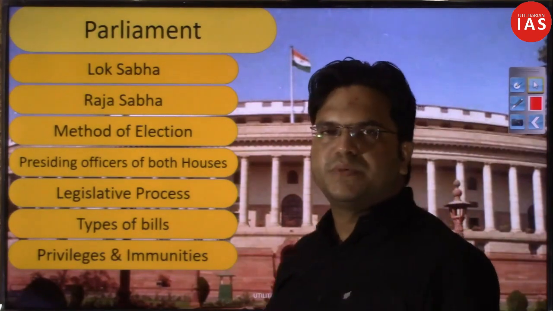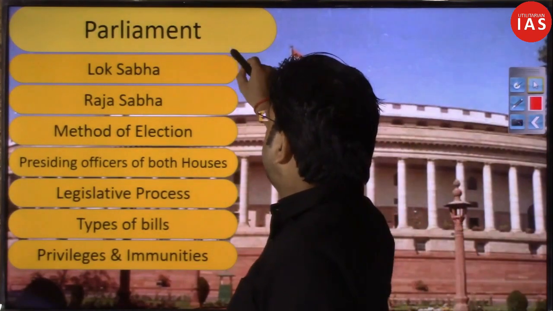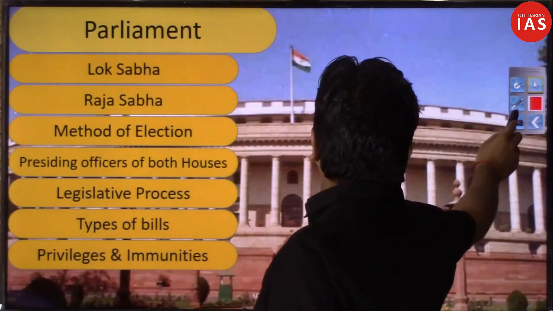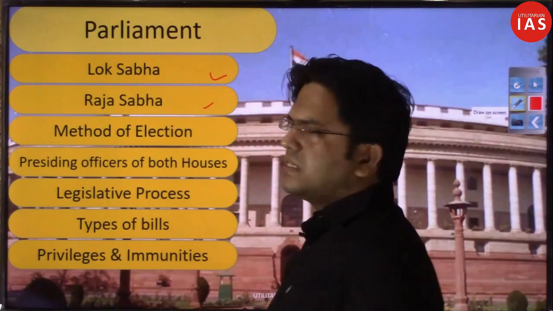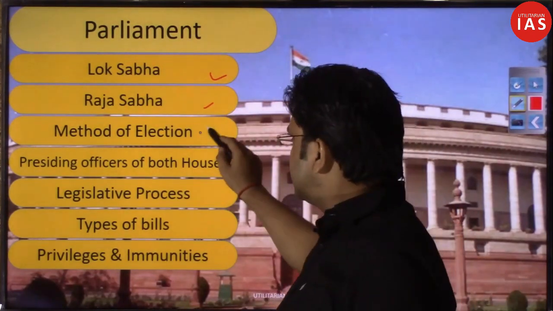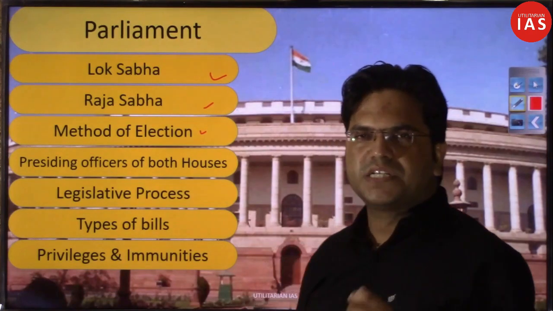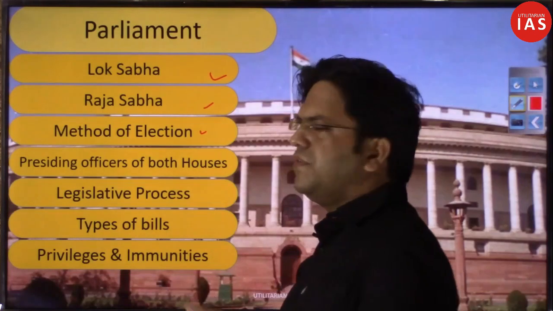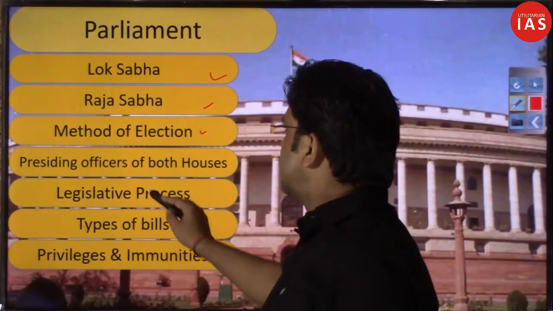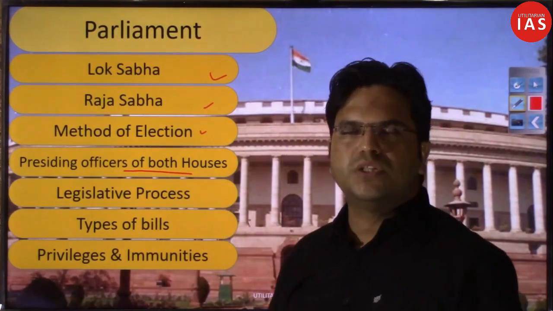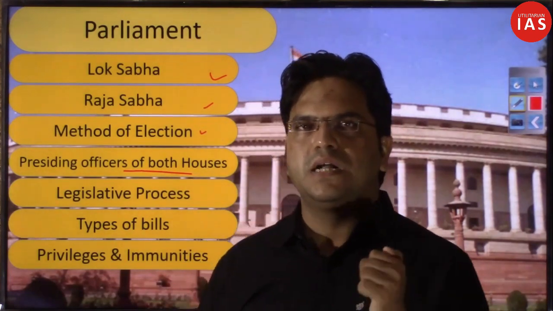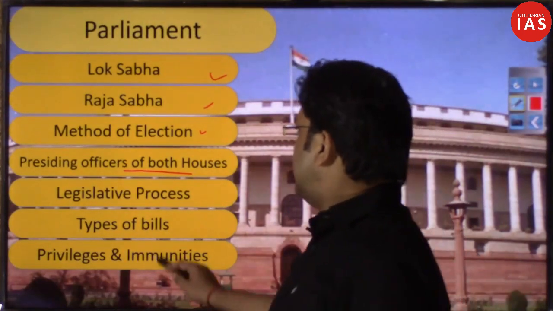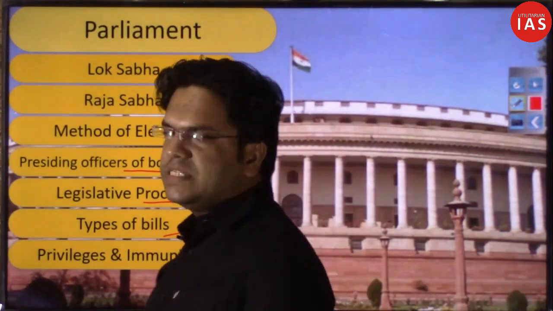So the approach for this particular chapter would be, as part of our discussion on Parliament, as part 5 of the Indian Constitution, we have already discussed the Lok Sabha and the Rajya Sabha, and the method of election followed in them: the first past the post system and the proportional representation system, the differences between those two, their advantages and disadvantages. Then as part of the presiding officers of both the houses, we discussed the Speaker's powers, how the Speaker is appointed, how the Speaker is removed, then the Chairman, Deputy Chairman, legislative process, types of bill, and privileges and immunities.